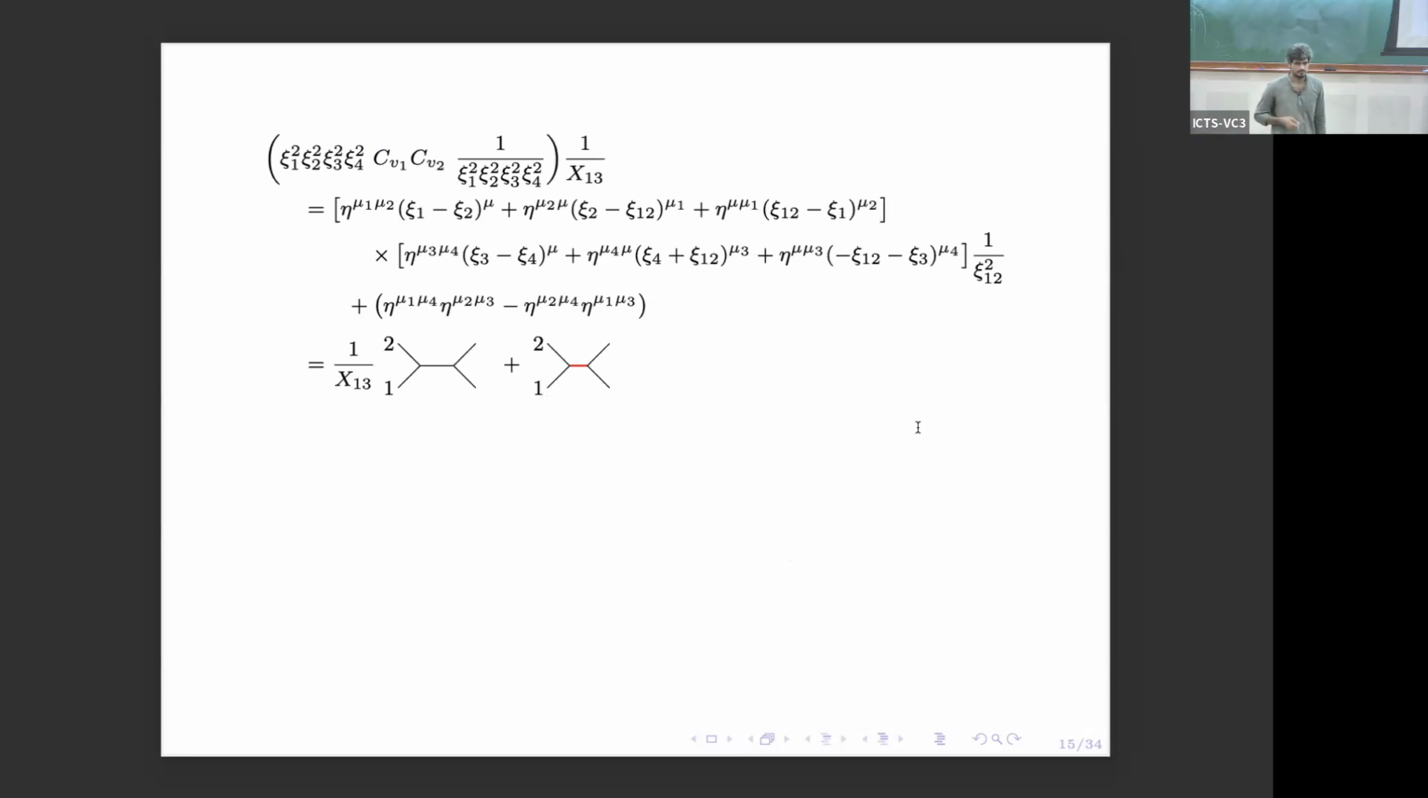Which, acting on this product of functions, gives you the amplitude, or gives you the sum of Feynman graphs. Is that correct or not? Right. That's correct? Yes. Okay.